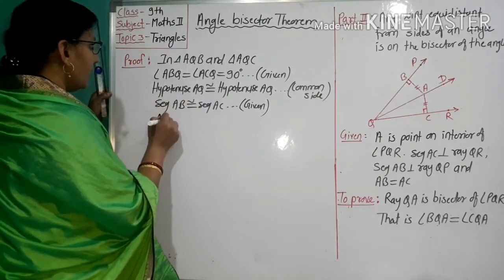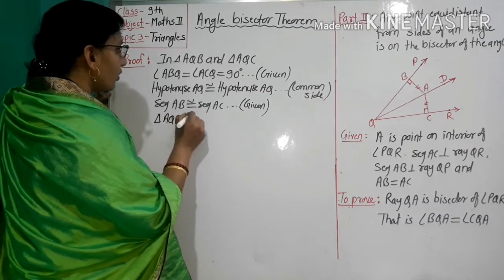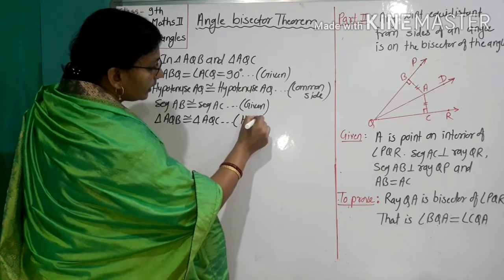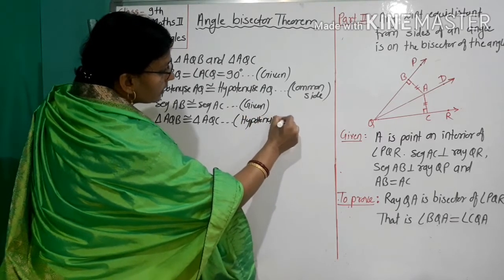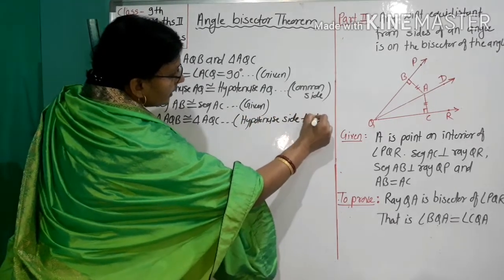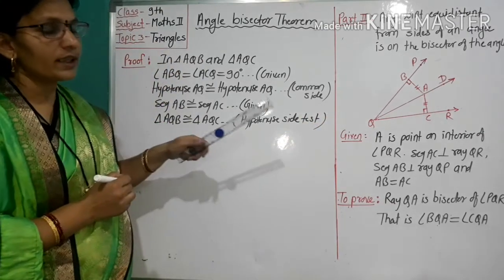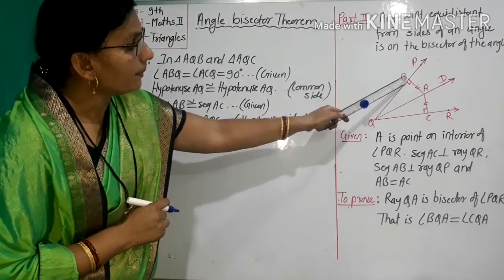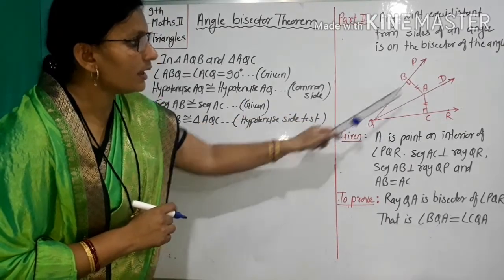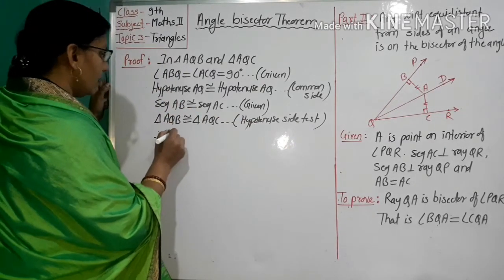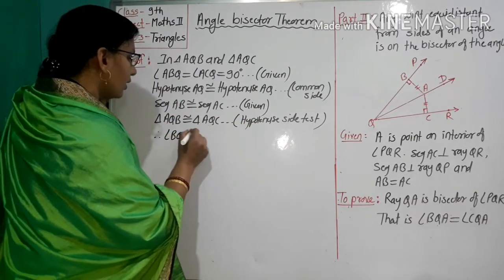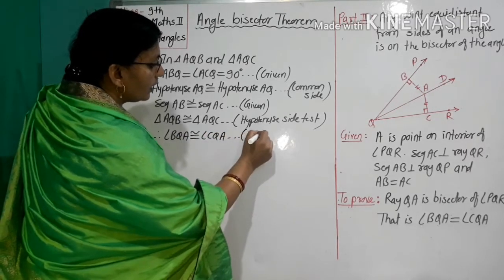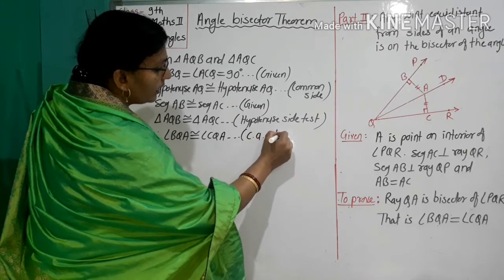Therefore, triangle AQB is congruent to triangle AQC by the hypotenuse side test. Triangles are congruent, therefore corresponding angles are also congruent. Therefore, this angle BQA is congruent to angle CQA, reason: corresponding angles of congruent triangles.